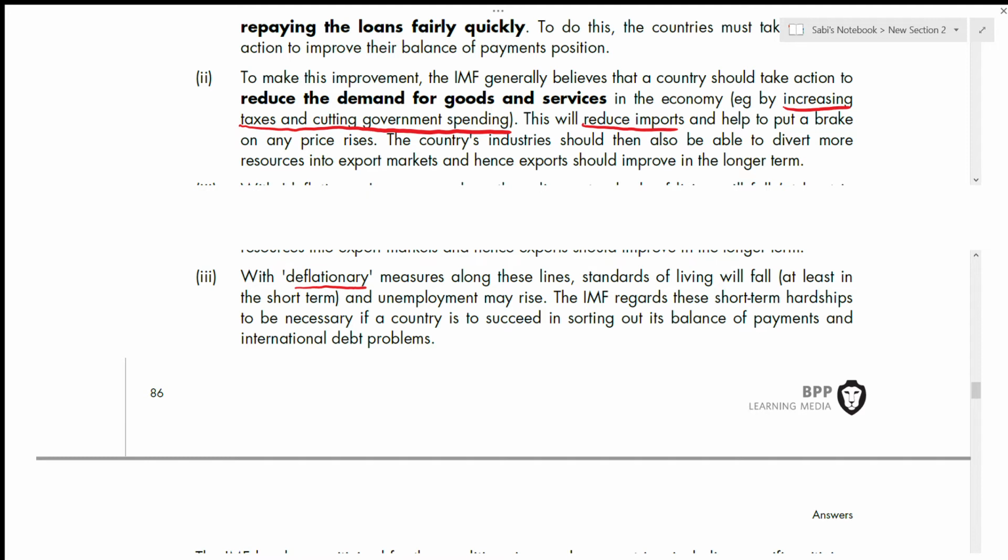The scenario in your exam will be different. You will not get the same case study. So deflationary measures along these lines will reduce standard of living. Standard of living will fall because of this, at least in the short term. And unemployment may rise. Yes, because of this, unemployment will rise.